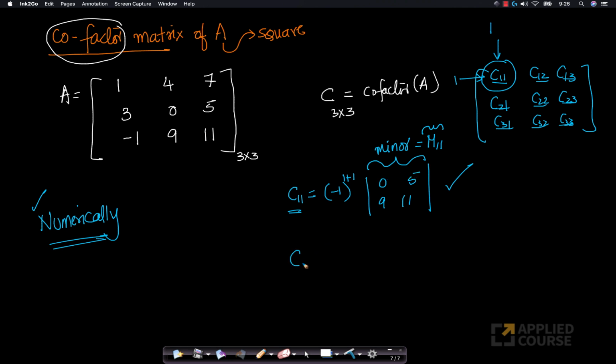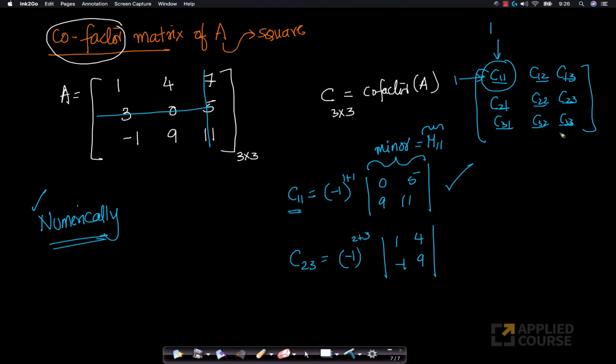Similarly, if I want C23, what do I get? This is my second row. So drop the second row, drop also the third column. I'm dropping these two. So I get -1 to the power of 2 plus 3, multiplied by the determinant after dropping the second row and third column. What are you left with? 1, 4, -1, 9. This is the value of C23.